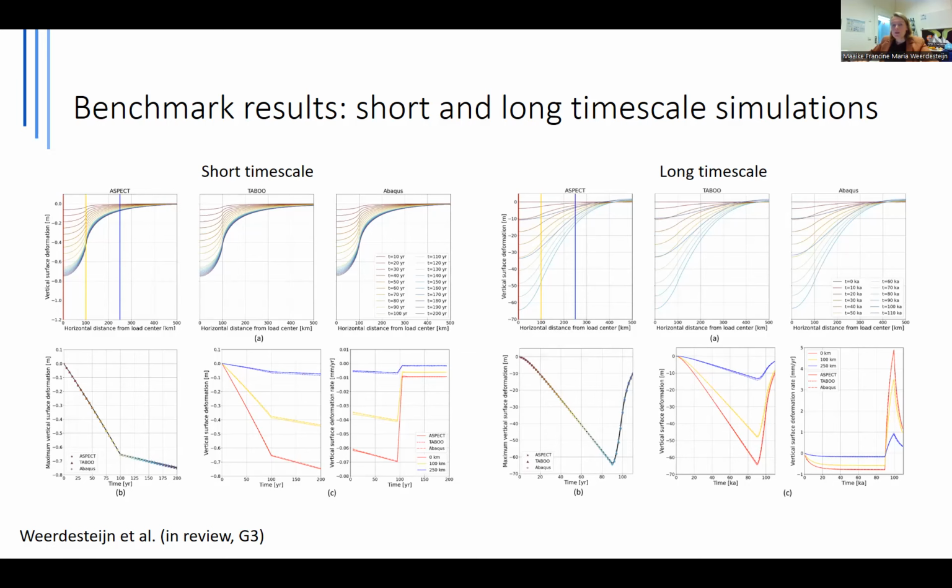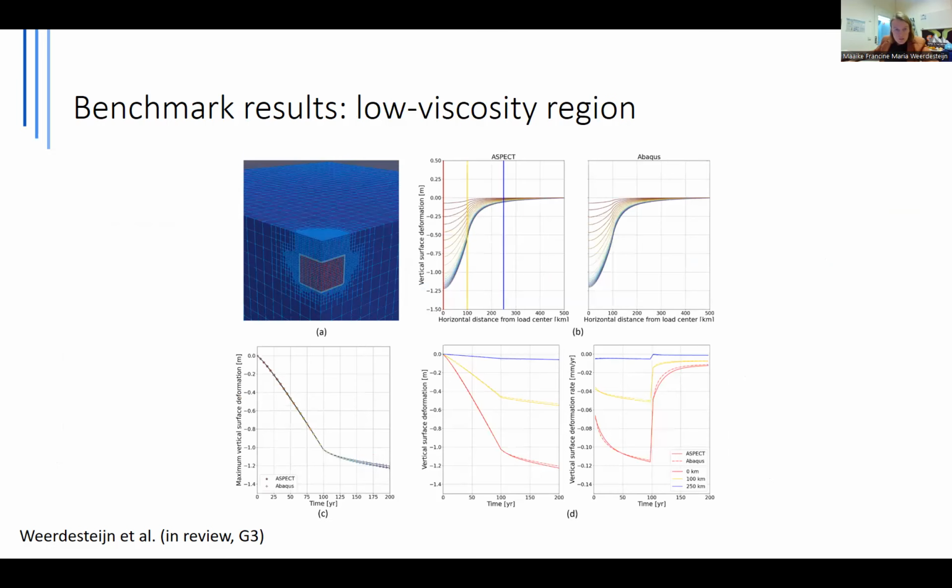And then we also did a short application using a lower viscosity region underneath the ice loading in combination with the adaptively refined mesh. We can only compare to ABAQUS, because in TABOO we cannot include lateral viscosity variations. And again, we see very good agreement. But the more fun part is actually applying this code to an actual region. So that's what we're going to do next.